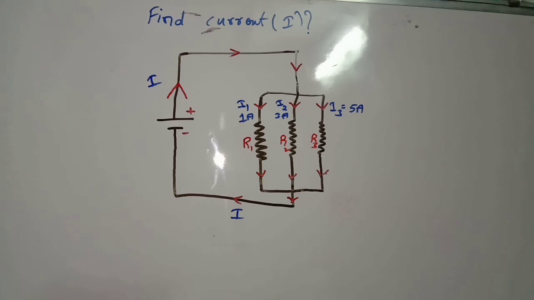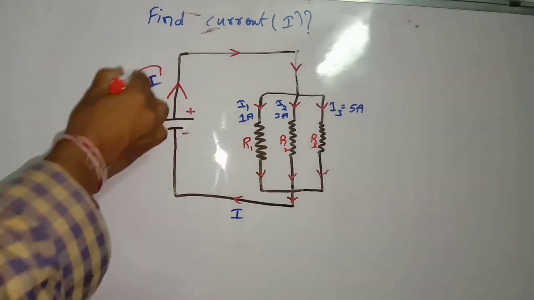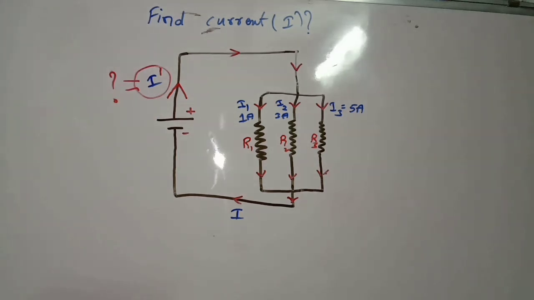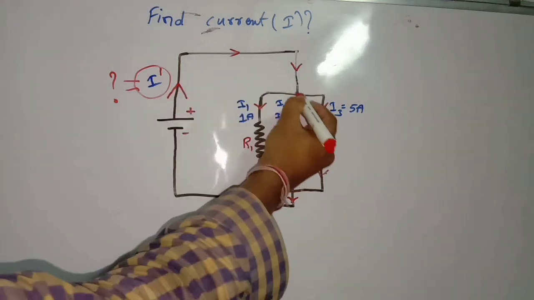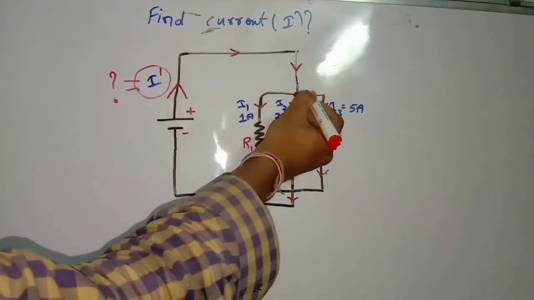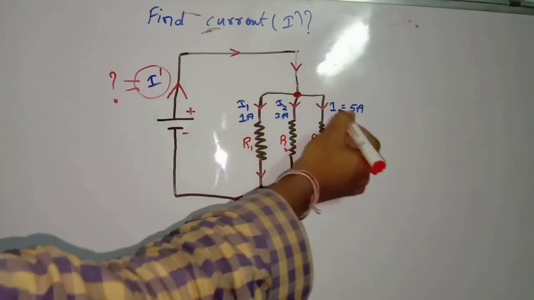From this electrical circuit, we are going to find out the current in the circuit. As per the junction law, the sum of the currents moving into the junction must be equal to the sum of the currents leaving the junction. So in this particular circuit, this point is acting as a junction. Now the current I is splitting into three groups: I1, I2, I3.